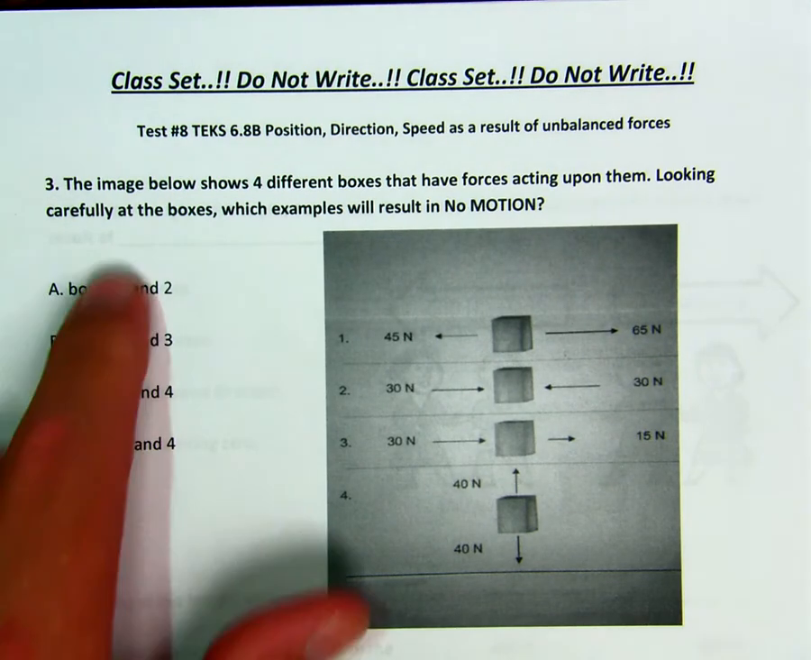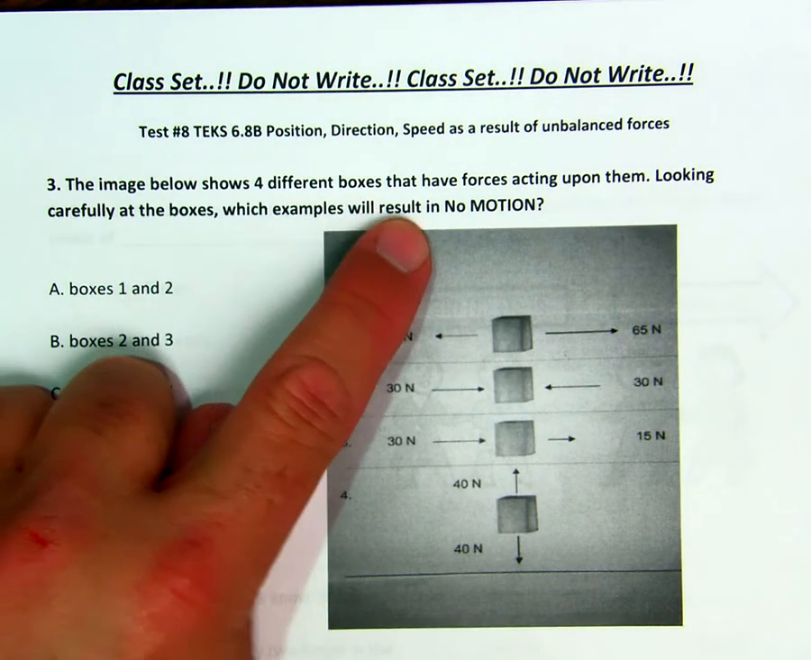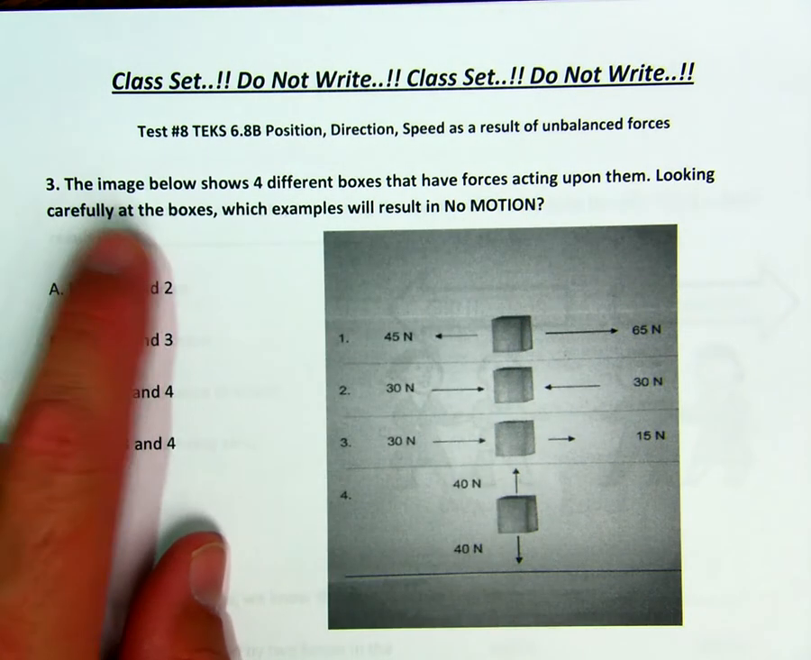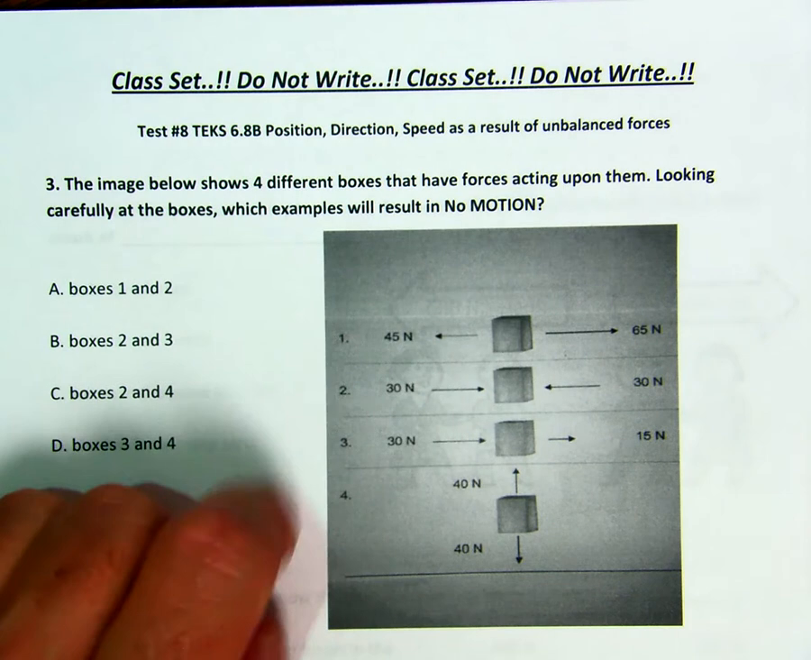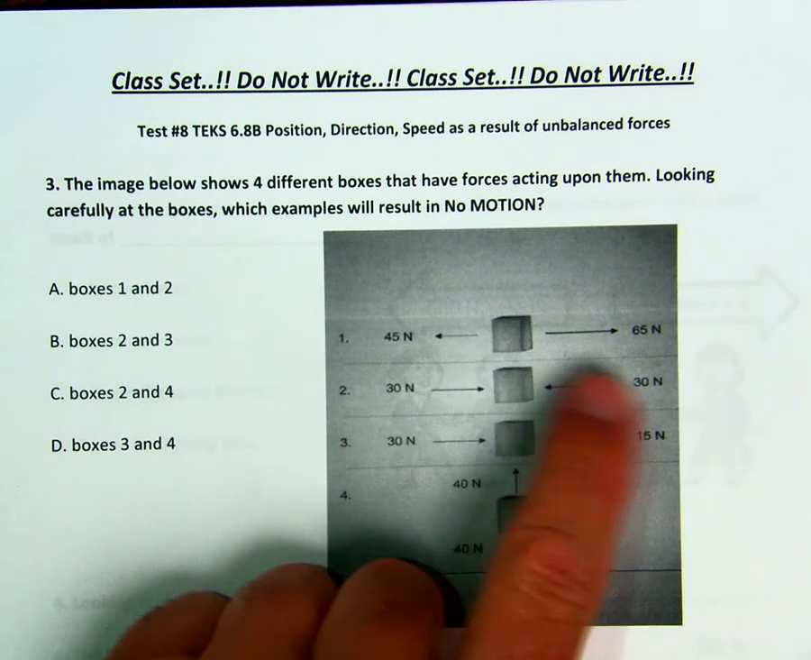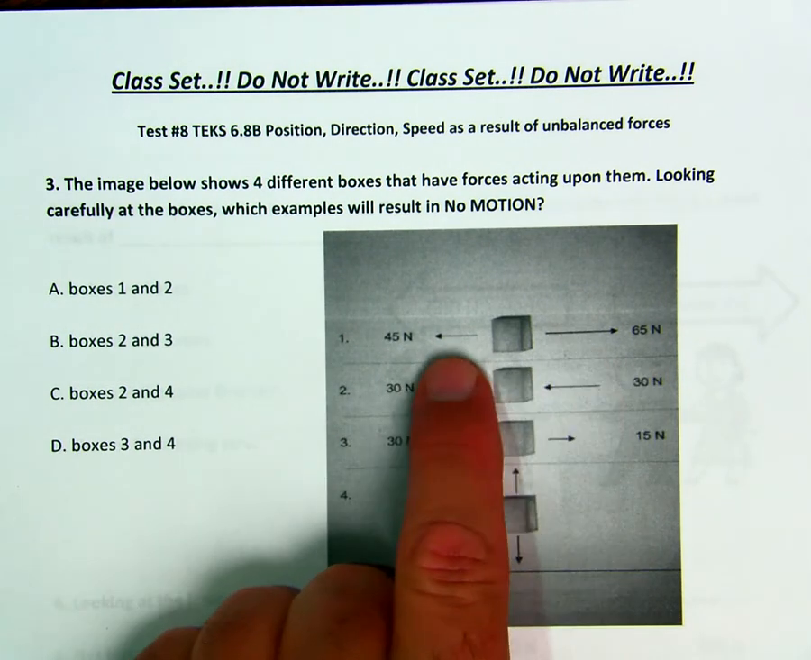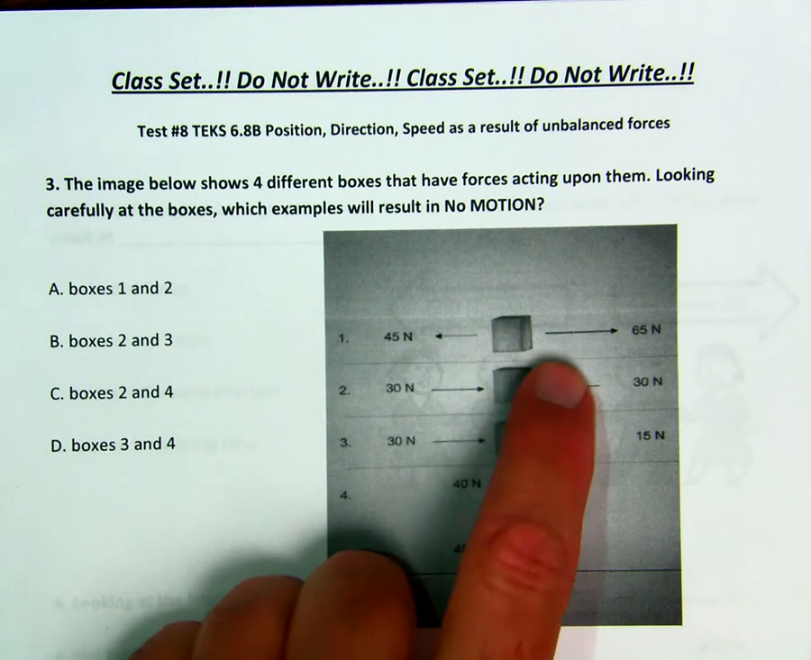Number 3, the image below shows 4 different boxes that have forces acting upon them. Looking carefully at the boxes, which examples will result in no motion? So there's 4 examples here. Look at each box, look at the arrows and the directions, and of course look at the strength of the arrows.